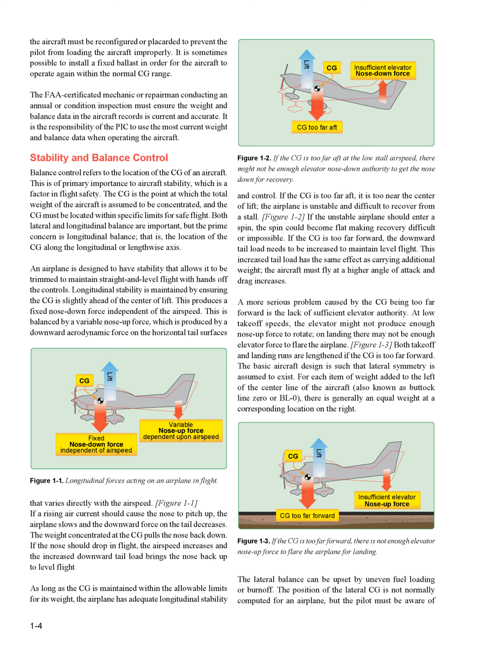The basic aircraft design is such that lateral symmetry is assumed to exist. For each item of weight added to the left of the center line of the aircraft, also known as buttock line 0 or BL0, there is generally an equal weight at a corresponding location on the right.